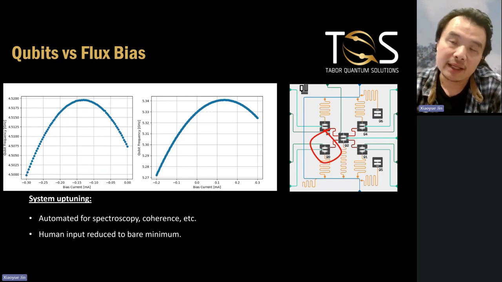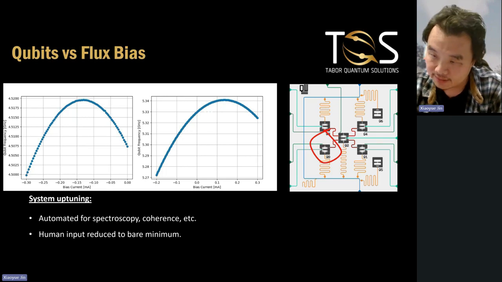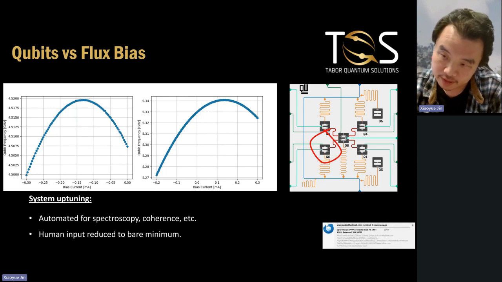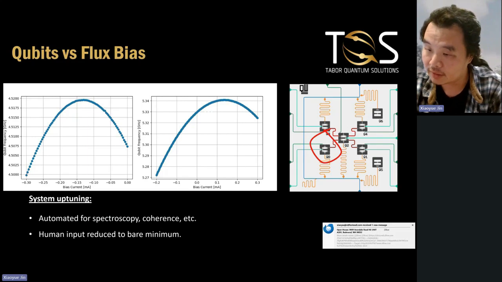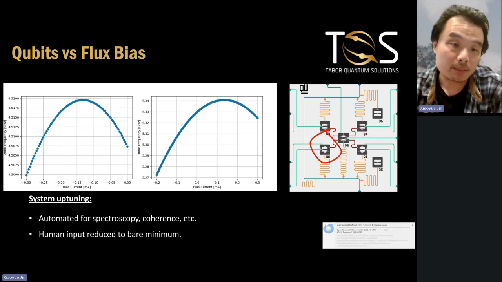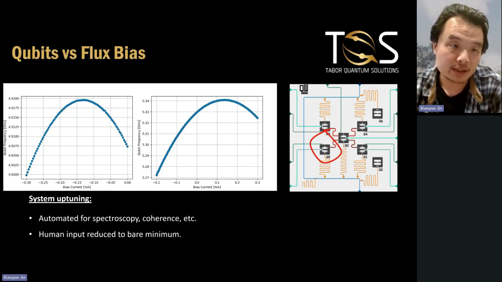Then each of the qubits has a dedicated flux line there, using which you can bias the qubits. And this is a very tedious work, to change the bias very carefully and record the change of the qubit frequency. But this, luckily, we can automate.